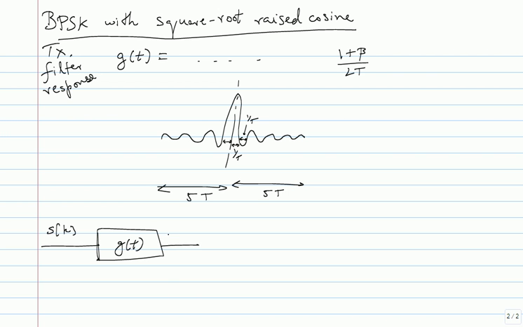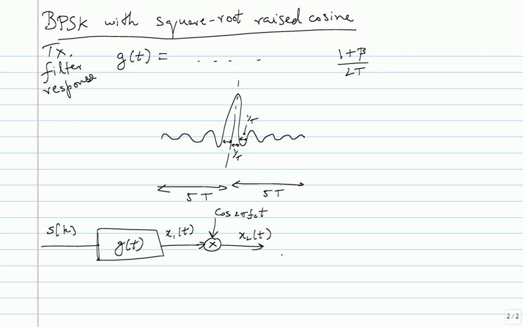Okay, and you produce, say, X1 of T. Then you multiply this by, okay, so I'm doing BPSK, so I'll write simply cos 2 pi f_c T. Okay, and you get X2 of T. If I'm doing any other modulation, I'll have to write e power j and then take the real part. I'm doing BPSK, so I might as well multiply by cosine.